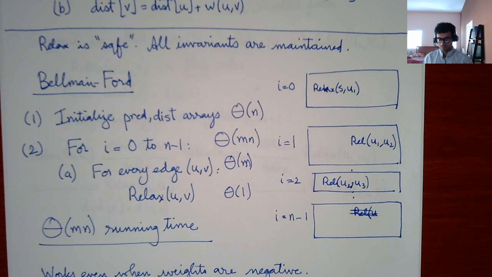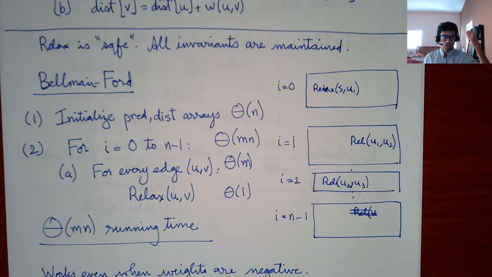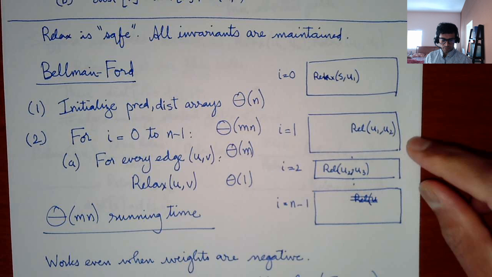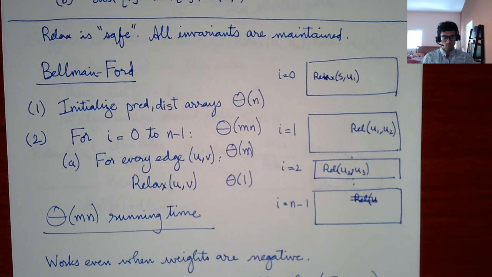Right? Because when we initialize, we start from the correct shortest path to S. And so after the first block of calls, we'll have the correct shortest path to U1. After the second block, we'll have the correct shortest path to U2. And then we'll have the correct shortest path to U3, so on and so forth. And so by the time we end up at V, we'll have the correct shortest path.